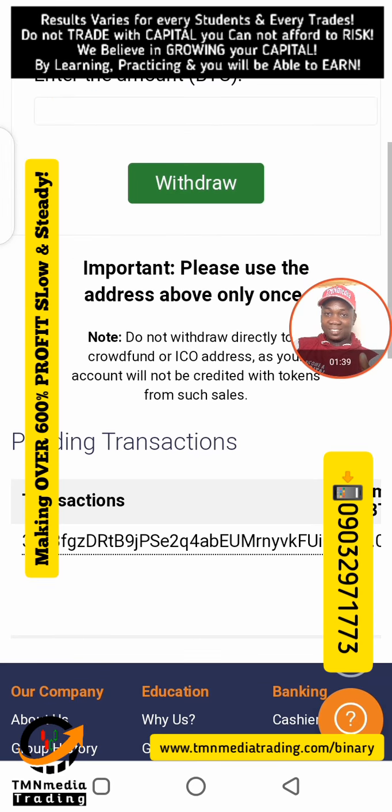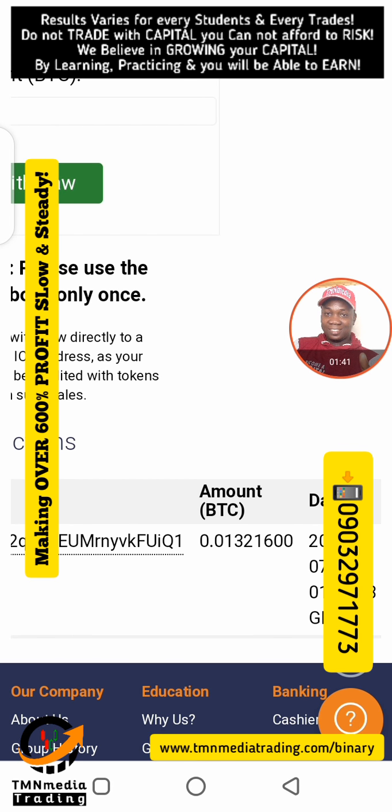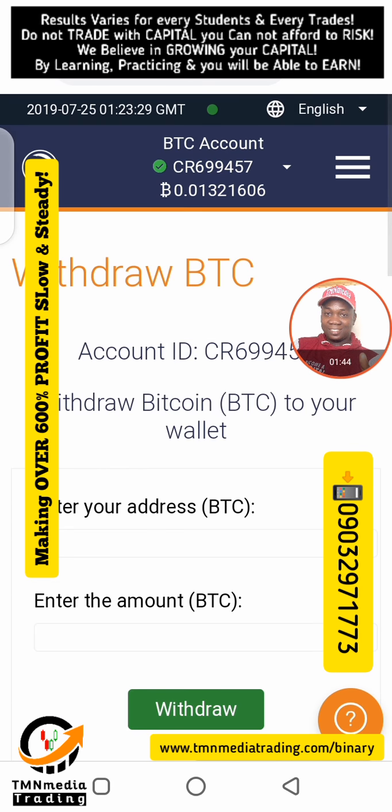Okay, it looks as if nothing happened, but you can see the pending transaction. So by morning, this will be cleared, and I will have Bitcoin. The more reason why I'm doing Bitcoin is because I quickly want to collect the money. I don't want to leave it in my Perfect Money at all. All right, so you can see the process.